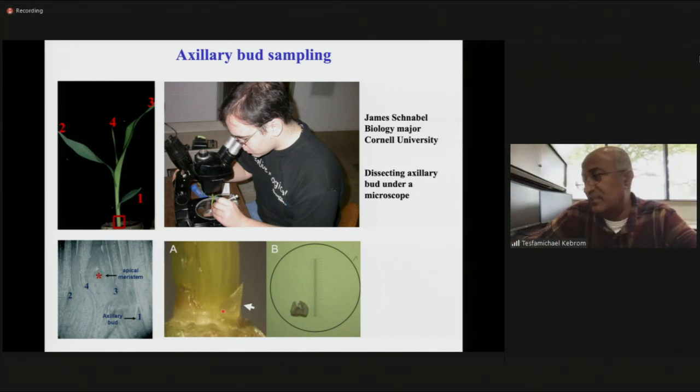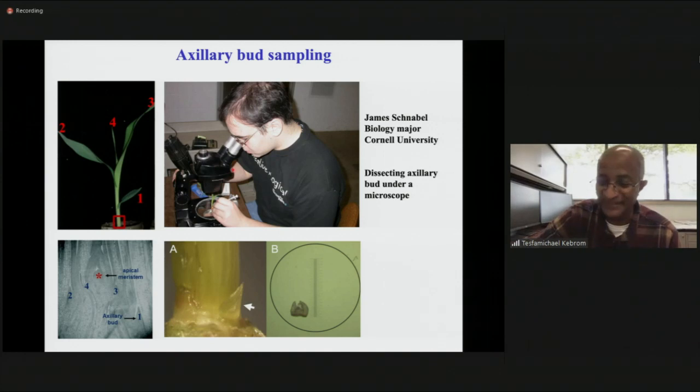I pick the bud with a needle. This bud is microscopic. It is less than 1 millimeter in length. So I use a micrometer, this one, which is about 2 millimeters long, and I put the bud on the slide. This is a slide, and I look under a microscope to measure its length. So this is James Schnabel, a biology major student at Cornell University, who was working with me.